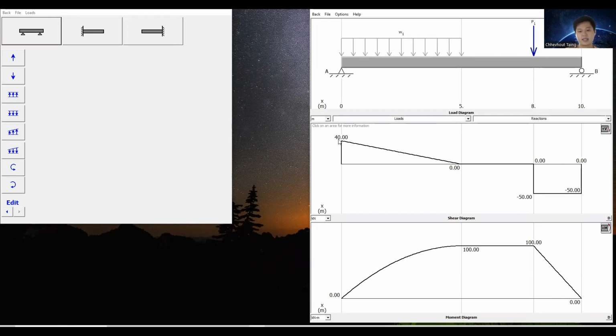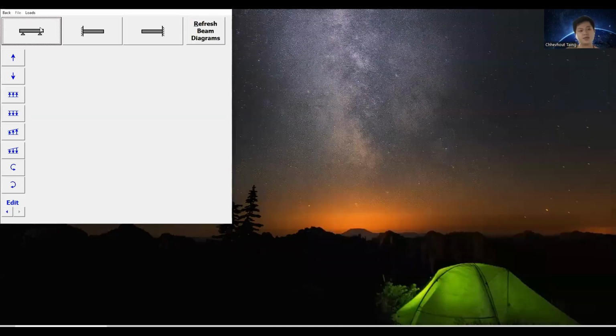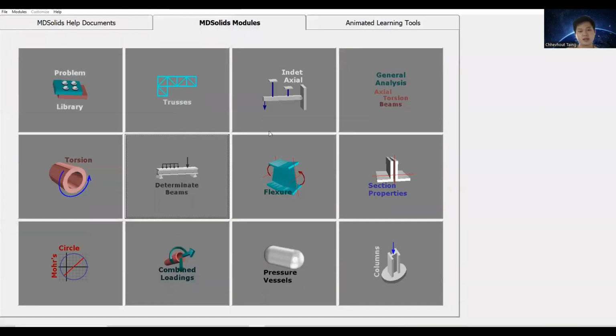And then you can see that it creates a shear diagram and moment diagram for the user to see that, okay, if this is the beam, this is how it's supported, and this is what its shear and moment diagram would look like. And you can also see the reactions from here. So AY is 40 kilonewtons up, and BY is 50 kilonewtons up. So that is just one of the many modules that are in this MDSolid module.